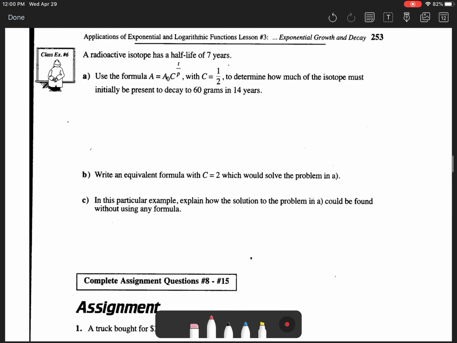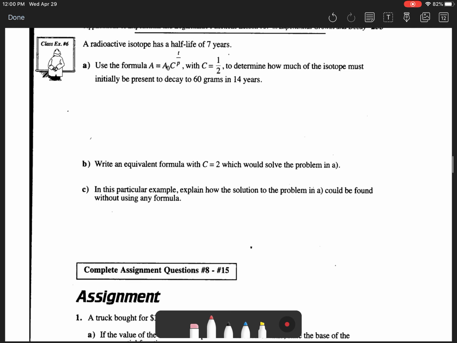Okay, next page. So a couple similar questions left, and then that is it. And then we are done for this lesson. So here it reads that a radioactive isotope, again, half-life, so there's your B value, of 7 years. So they're telling you what the half-life is.